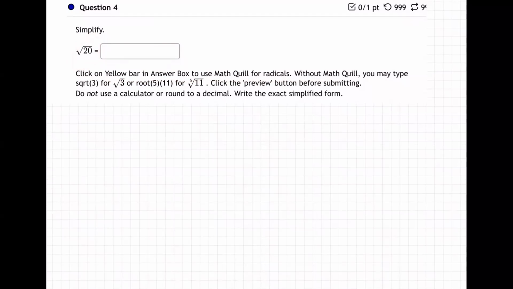So they don't want a decimal. They don't want a calculator decimal answer. So they want it simplified, which means no calculator. Just break it down. Now you might think, well, you can't do square root of 20, right? Square root of 20 is not square rootable. You could do square root of 16 or square root of 25, but not 20. Well, yeah, you're right. I mean, not to a complete whole number answer, but here's what we do.